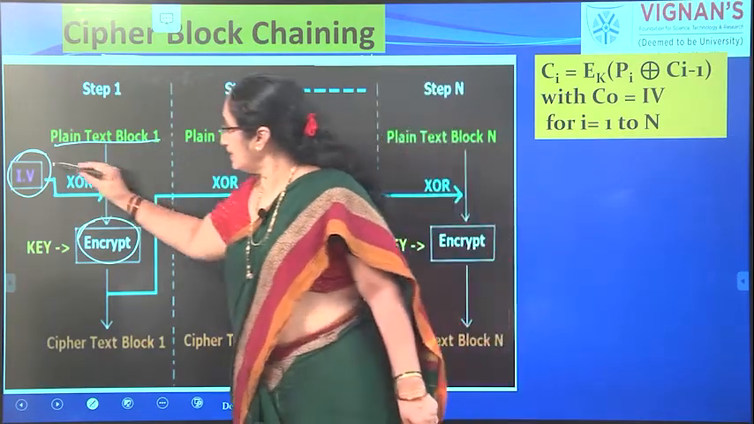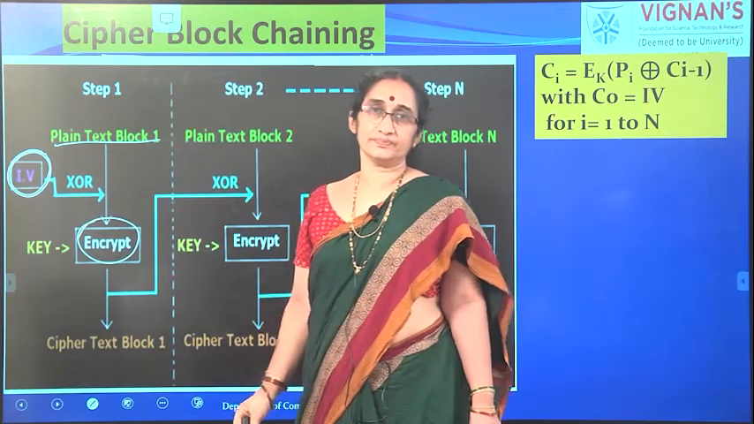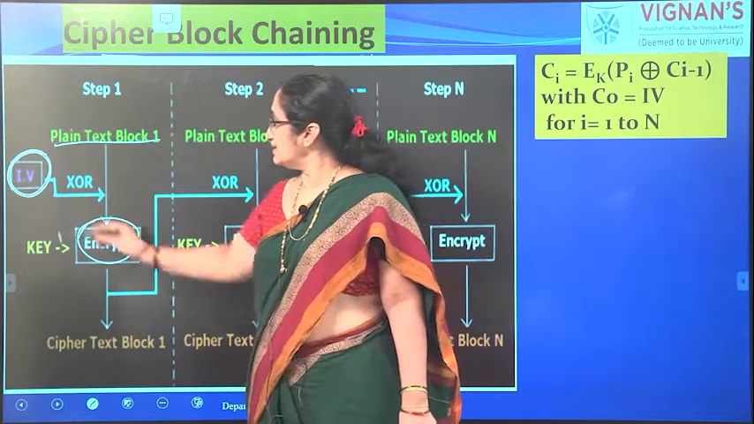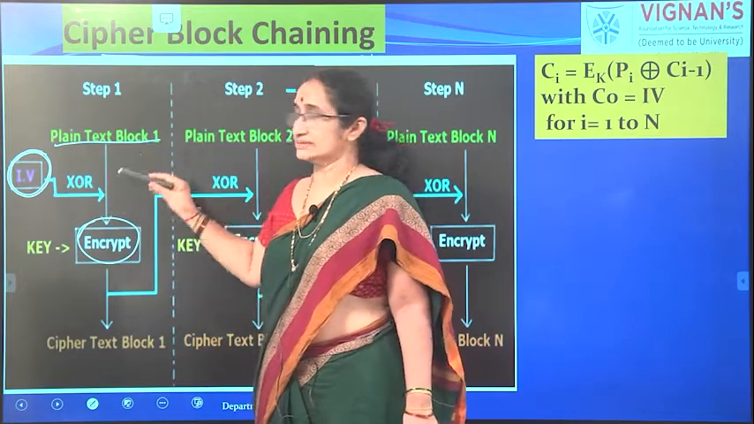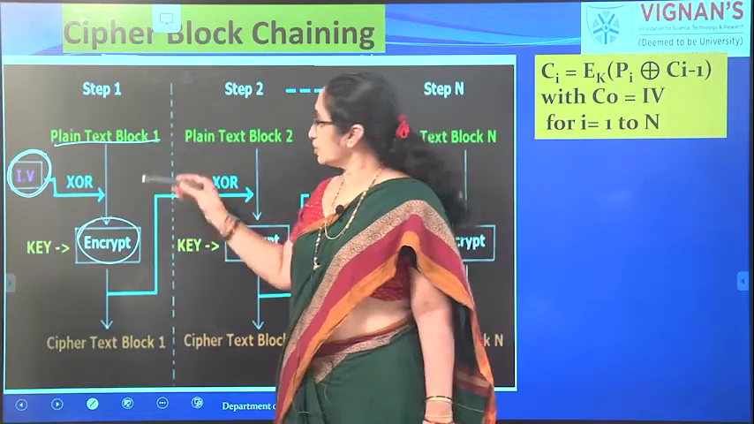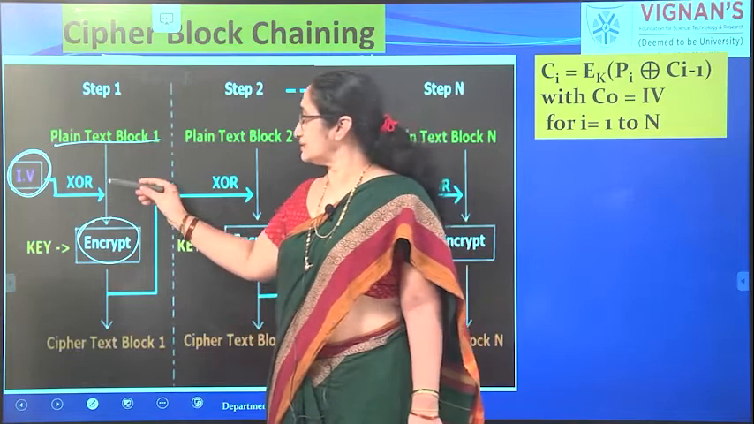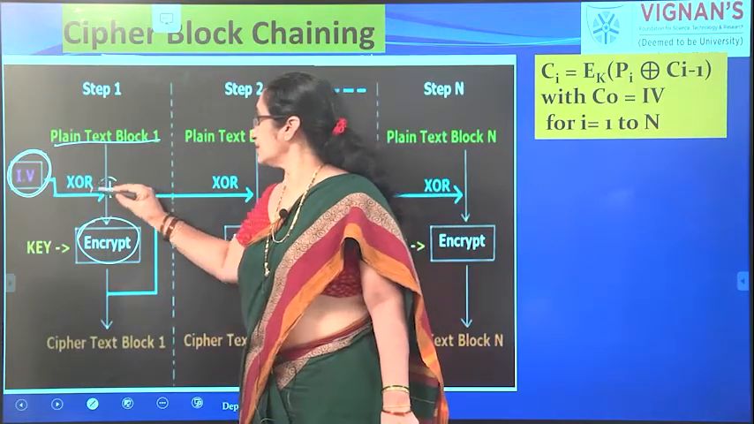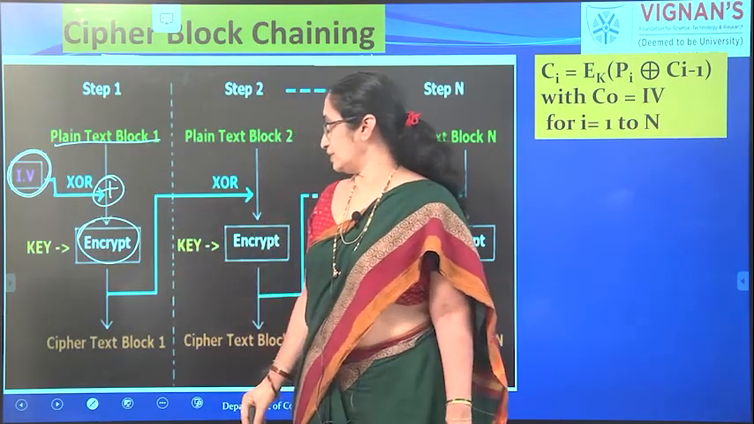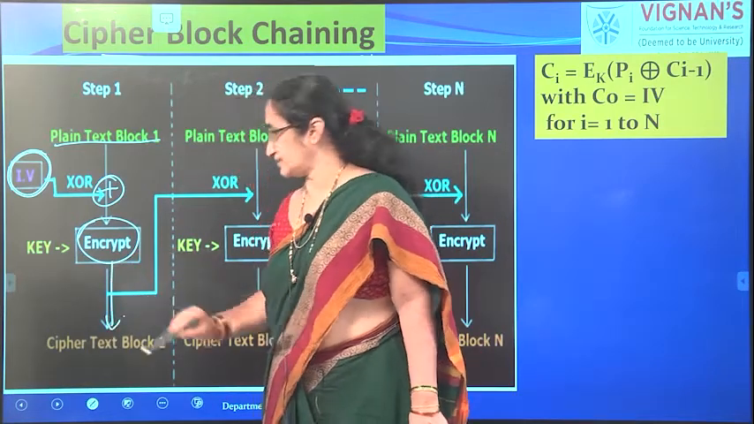So you are taking the initialization vector, which is known both to the sender and the receiver, and now we XOR the initialization vector with the plain text. Here we are trying to increase the complexity of the algorithm. So instead of directly sending the plain text to the encryption algorithm, we are XORing the initialization vector with the plain text and sending it to the encryption algorithm, and the output you call the ciphertext.